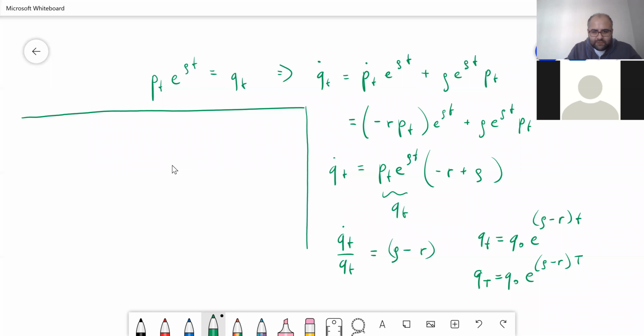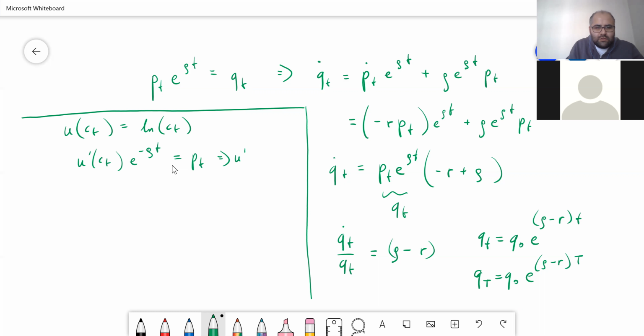Now, to be more specific, of course, we're going to write the utility function in a particular way. Let's suppose that it is logarithmic. All right. Now, what do you know? You have u prime c(t) e to the minus rho t equals p(t), right? Or u prime c(t) equals q(t), right? Because if you put that over there, it's basically q(t). Then you have 1 over c(t) equals q(t), under, of course, the assumption that c(t) is positive.